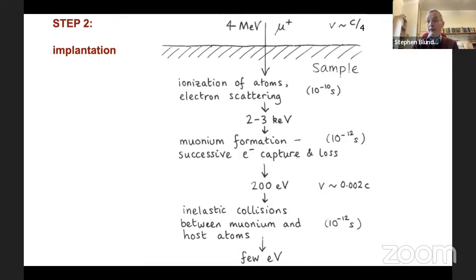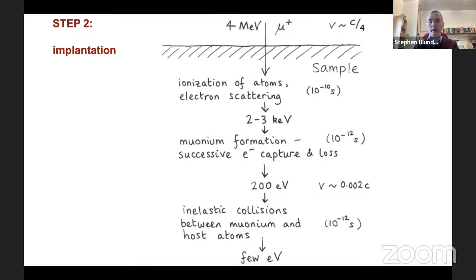Now, this is quite a complicated process, but crucially, it only involves Coulombic degrees of freedom. In other words, you are just interacting using the electrostatic Coulomb interaction, shedding charge, picking up charge, but you're not interacting magnetically. So when these muons stop at some site inside the sample, they are still 100% spin polarized. And that's a very useful feature.